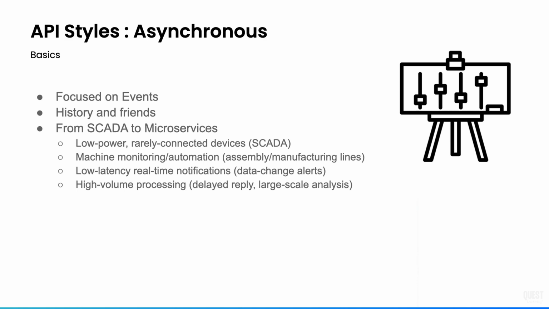There might be some devices out in the field that have some collection logging system, and then once a month someone would come by and plug in or use a wireless connection in order to connect to that device and spool things down. It's also used a lot in machine monitoring and automation, assembly and manufacturing, quality checks, and so on. That morphs into low latency real-time notifications like data changing alerts and things like that. And then eventually this high processing, almost streaming-like, delayed reply, large scale analysis, kind of high volume processing.